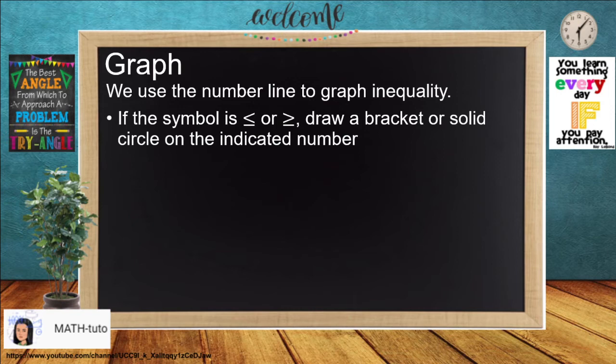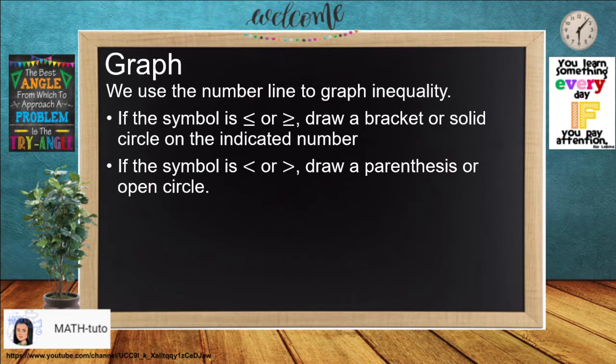Kapag may equal to sa ilalim, ibig sabihin bracket yon. Parang yung ginamit natin kanina sa interval notation, bracket. Or solid circle. So, magdodrawing tayo ng circle, tapos isi-shade natin. Kapag naman less than or greater than, walang or equal to, ibig sabihin parenthesis, kagaya sa interval notation, or kung circle ang gagamitin, open circle.